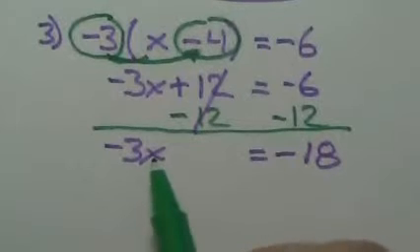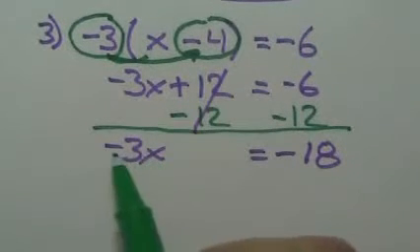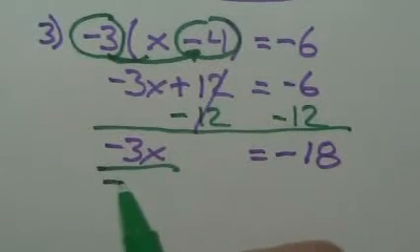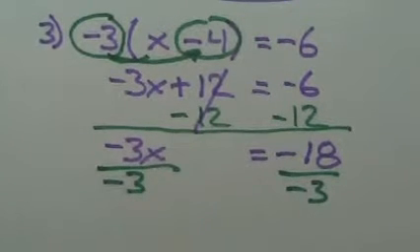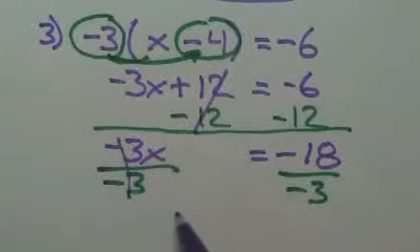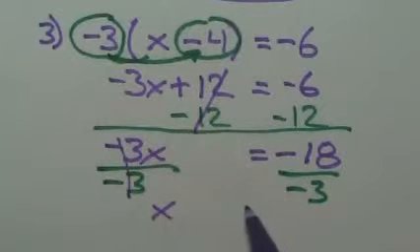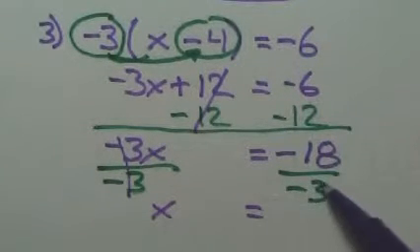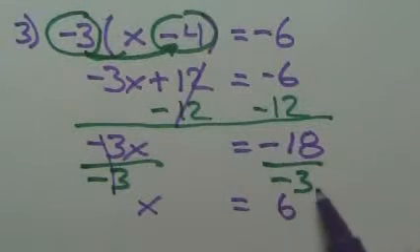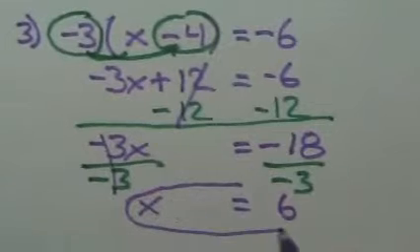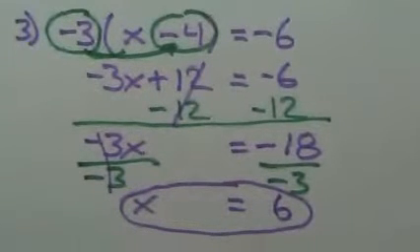So to get the x by itself, this is negative 3 times x. So I will have to divide by negative 3. That's gone. You just have x. Keep the equals lined up. 3 goes into 18 6 times, and the two negatives cancel when dividing. Our answer is 6.